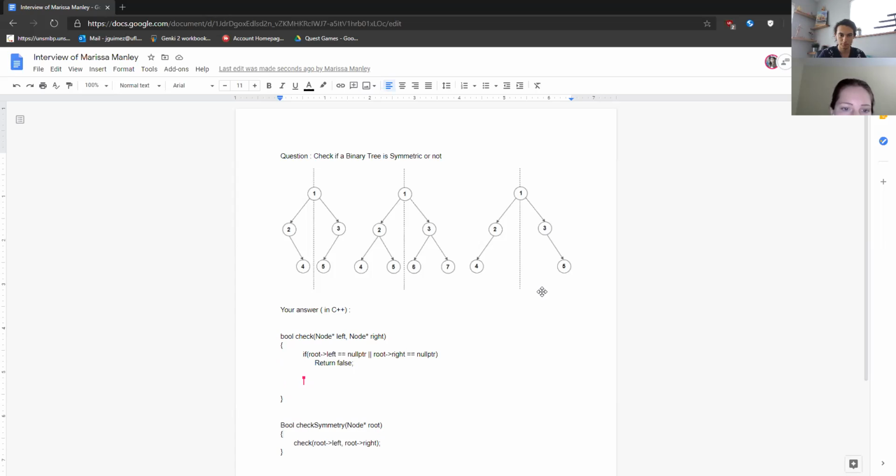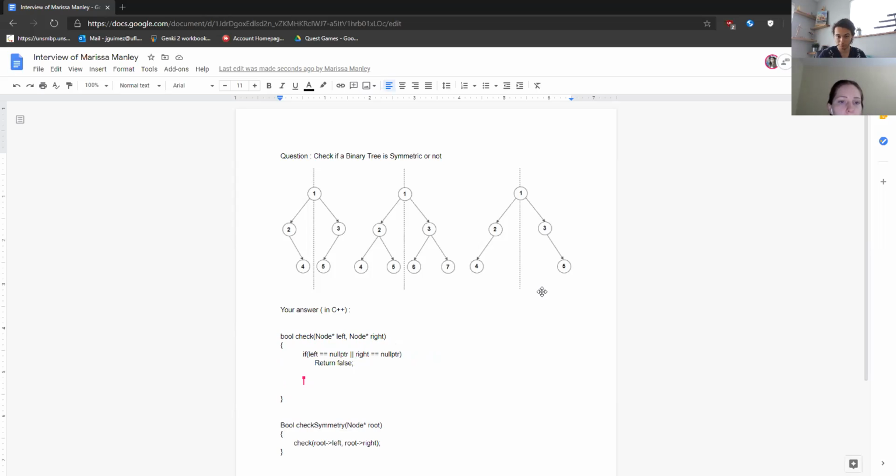Oh, I'm sorry, just left and just right. So at this point, the left and the right exist. So you would basically be saying if left and right are null pointers, which means both do not exist, this would return false. They are not symmetric.